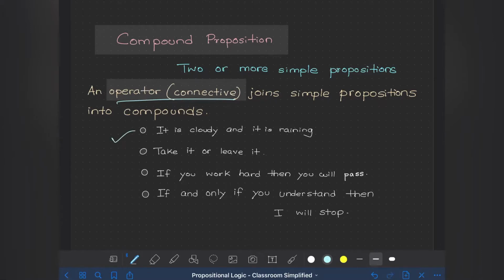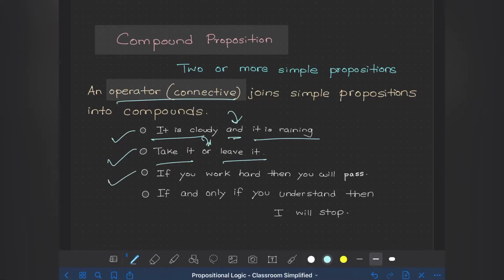We can see the first example: it is cloudy and it is raining. Here two simple propositions are joined using this connective, and this "and" is also known as conjunction, which is used to combine these two simple propositions to form a compound proposition. In the next example, take it or leave it. You can see two simple propositions are joined using this connective "or". This "or" is also termed as disjunction, and we will be understanding all the details of conjunction and disjunction in the next part.